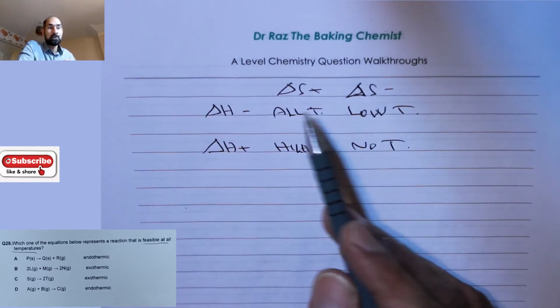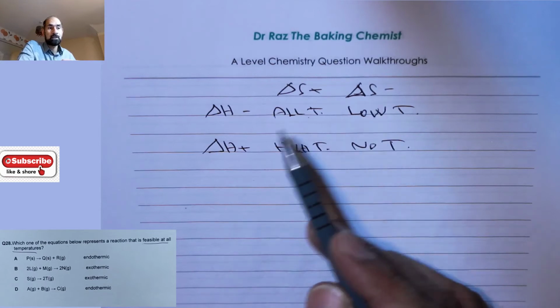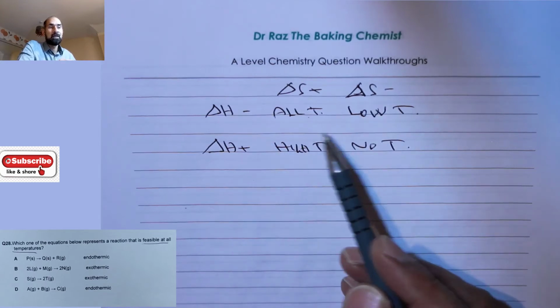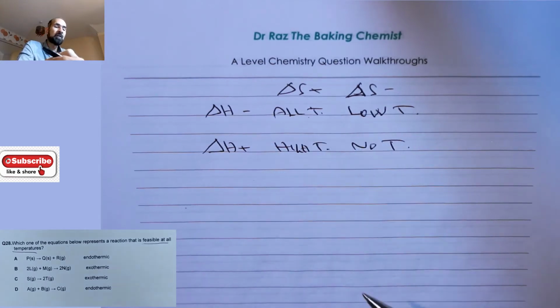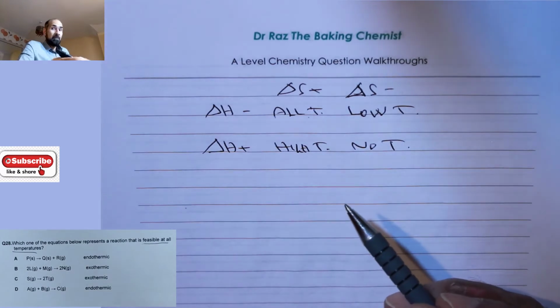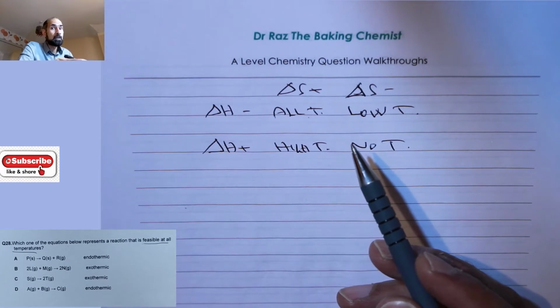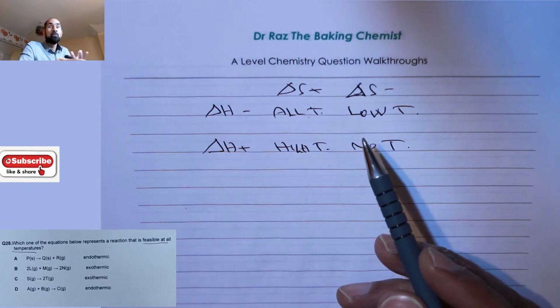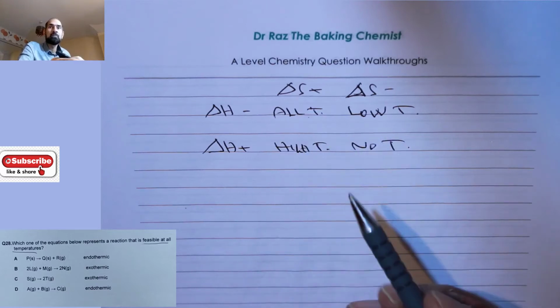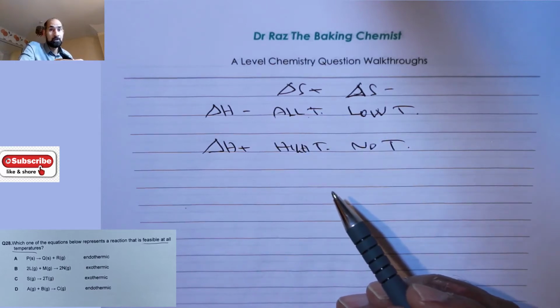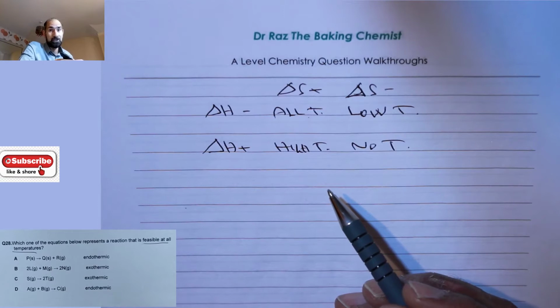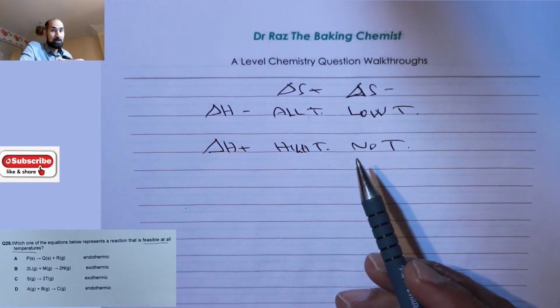However, get these right. Delta S positive, delta S negative, delta H negative, delta H positive, and then all, low, high, no. Now, this is a request: if other people know how to easily remember it, if you know a mnemonic, for example a phrase to be able to remember this, I'm sure all the students will appreciate it. So please let me know in the comments below.